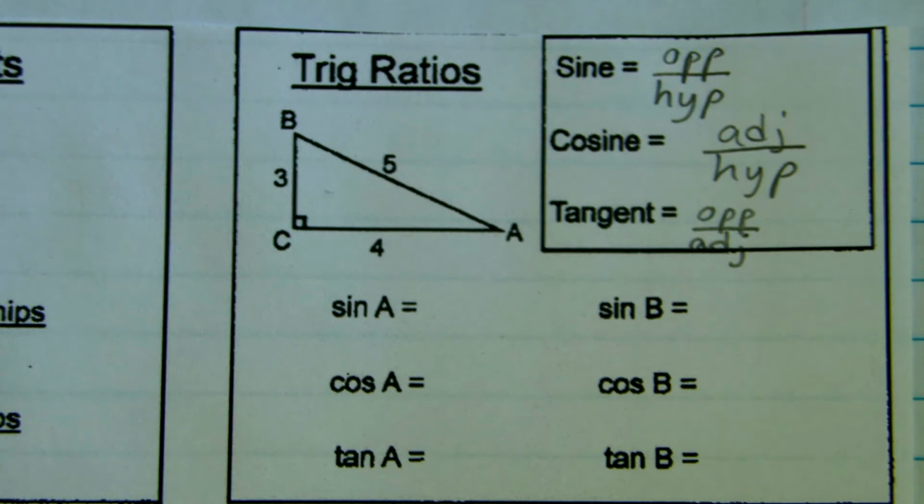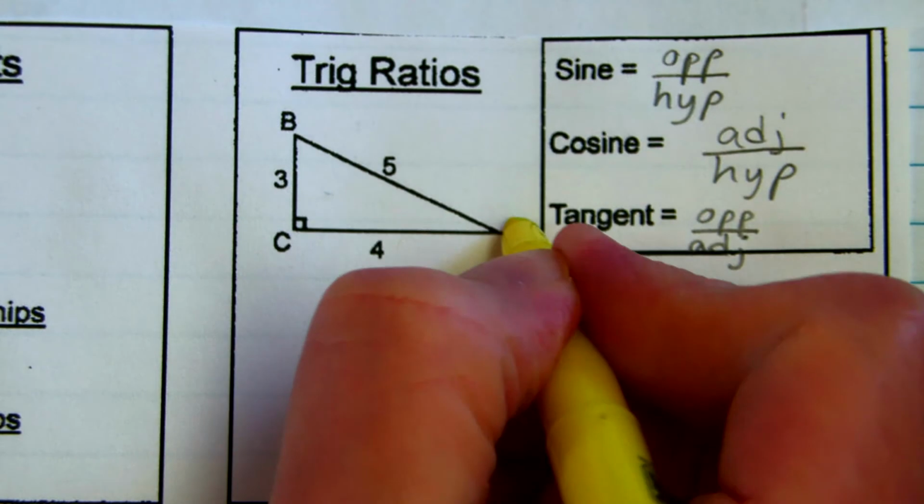Now, which sides are opposite and adjacent depends on which angle you're using. I think about it as if you're standing at that angle and looking out: which side is next to me, that's adjacent, and which side is opposite me, that's opposite. We're going to go through this twice, once using angle A as our angle in question, and then once using angle B. I'm going to color code a little bit. You're not required to do that. I just think it helps some people.